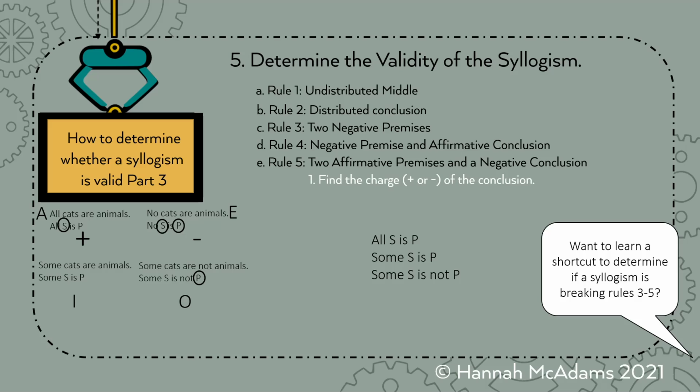Okay, so first we're going to find the charge of just the conclusion. Some S is not P is what? Negative. It's negative, right? Okay, so if there is a negative conclusion, then you must have one negative premise. You can't have two negative premises because of Rule 3, which says two negative premises is breaking a rule, right? The rule is you can't have two negative premises ever, okay?